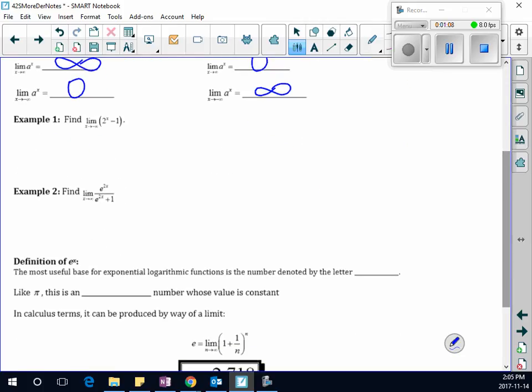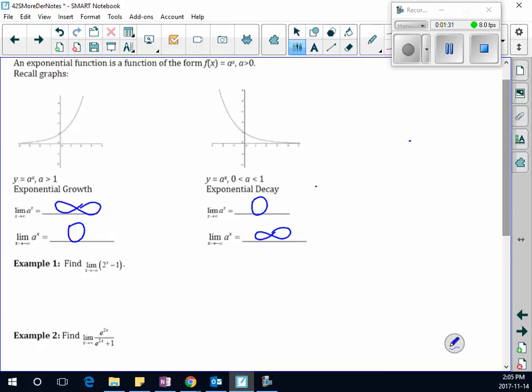So find the limit as x goes to negative infinity of 2 to the power x minus 1. So I'll give you a second to figure that out. This is negative infinity, this is positive infinity. Yeah, like look at the graph. The height is positive infinity, right?